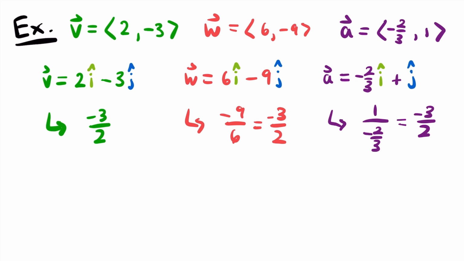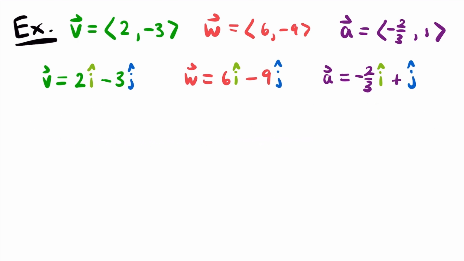So what we should be able to do here is rewrite vector w and vector a to look like vector v, but multiplied by a scalar multiple. And so here's what I mean by that. Notice that we can pull out a common factor of 3 from 6 and negative 9 in vector w. So vector w could also be expressed as 3 times the vector 2 comma negative 3, right? 3 times 2 is 6, 3 times negative 3 is negative 9. So we just have 3 times the vector, which is vector v. All right, so w is just 3 times vector v.